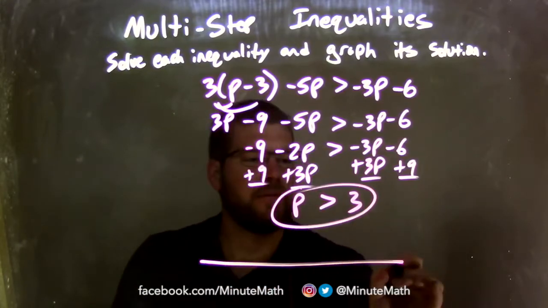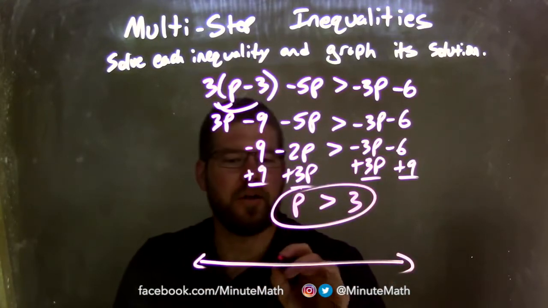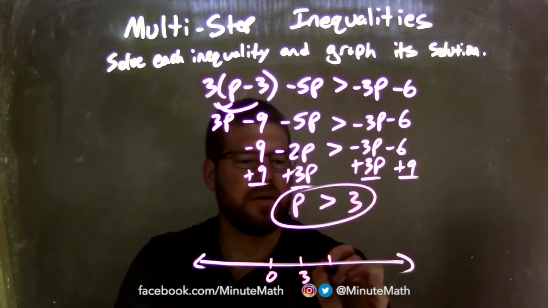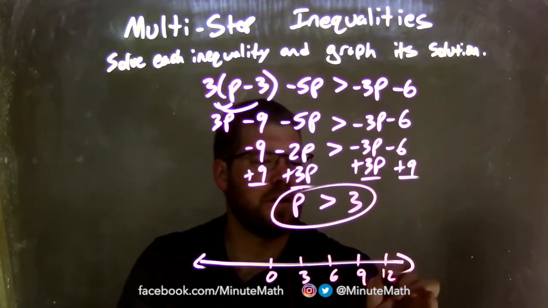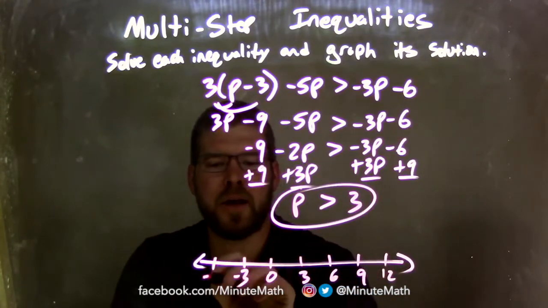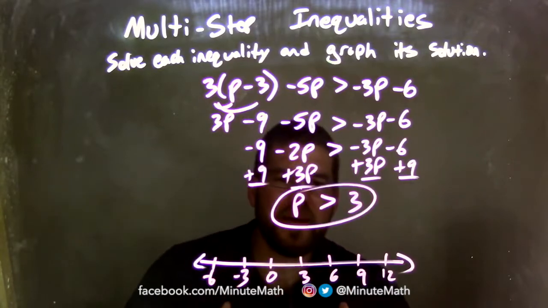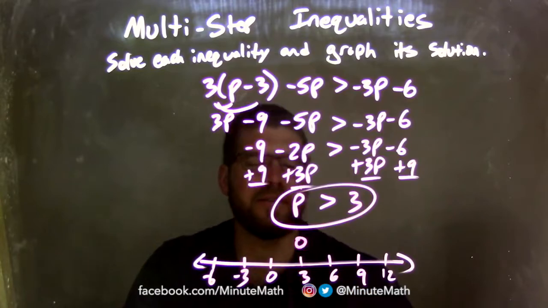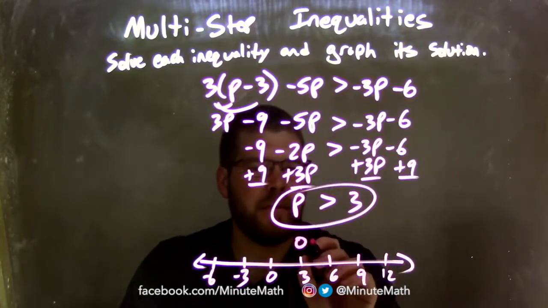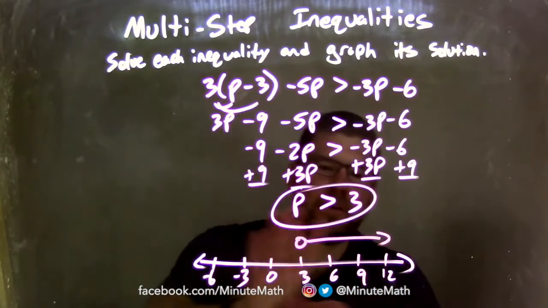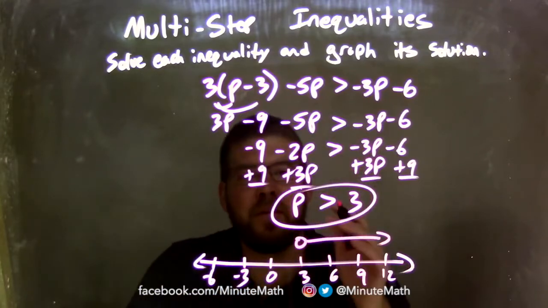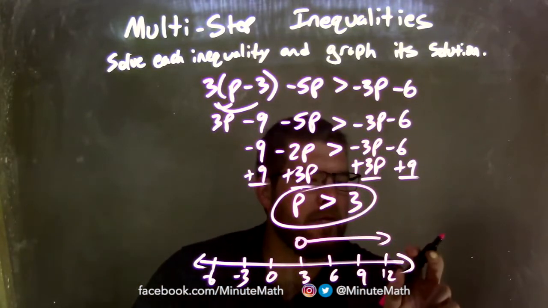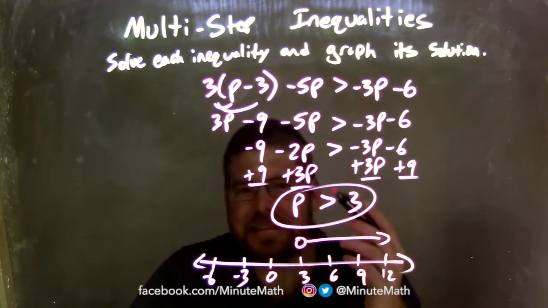So now I graph this. Graph it here. Let's go by 3's. 0, 3, 6, 9, 12, and negative 3 and negative 6. Okay? Well, since p is greater than 3, we have an open circle at 3 because it's not equal to, just greater than. And then I put my arrow to the right, stating that all these values to the right is what p can be, and those p values need to be greater than 3. So my graph matches my answer, which is p is greater than 3.